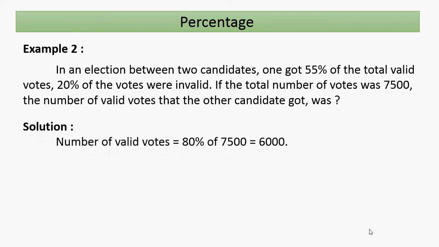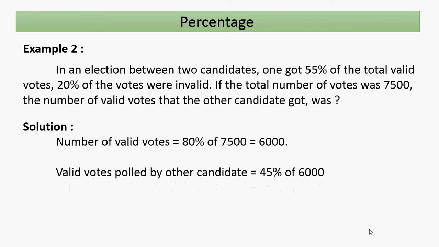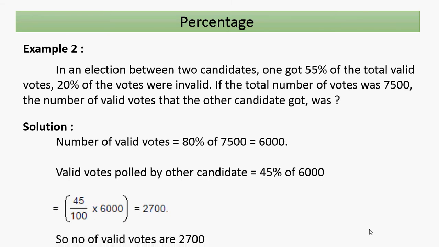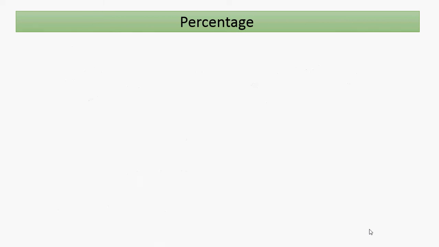Let's see. The total votes are 7500, right? 20% are invalid, so 80% are valid votes. So 80% of 7500 is 6000, that is the valid votes, right? 55% of valid votes went to the first person, and the second person gets 45%. So 45% of 6000 gives 2700. So that is the actual number of votes the second candidate got.